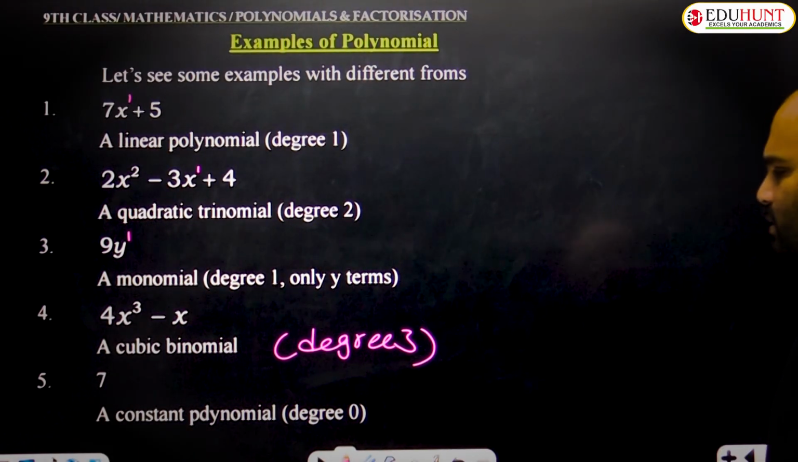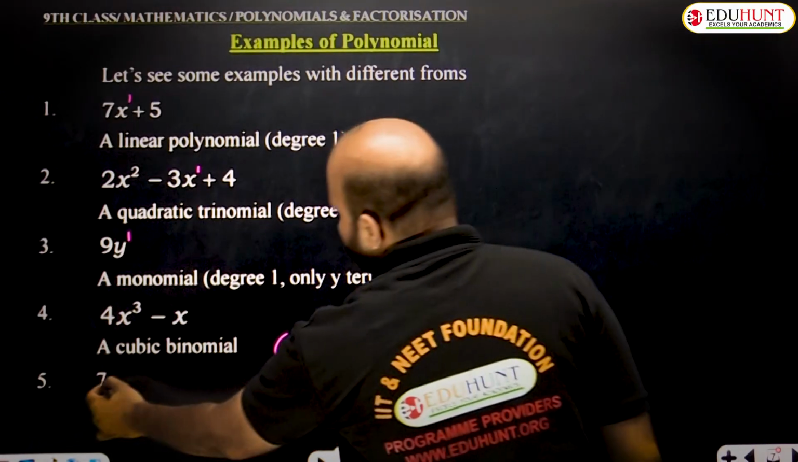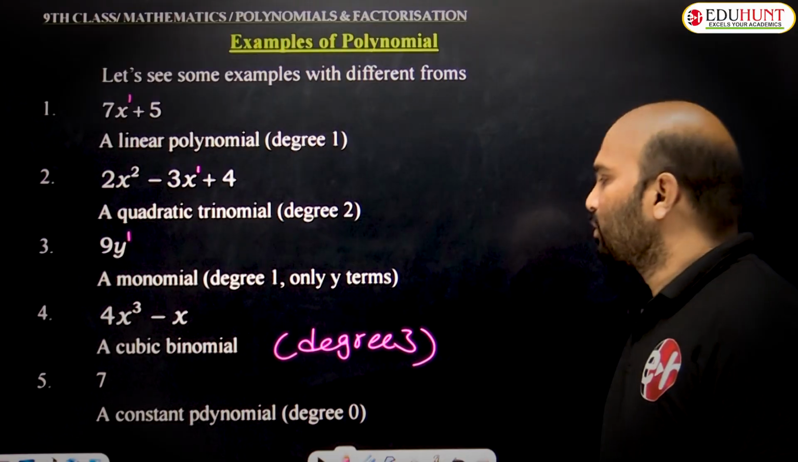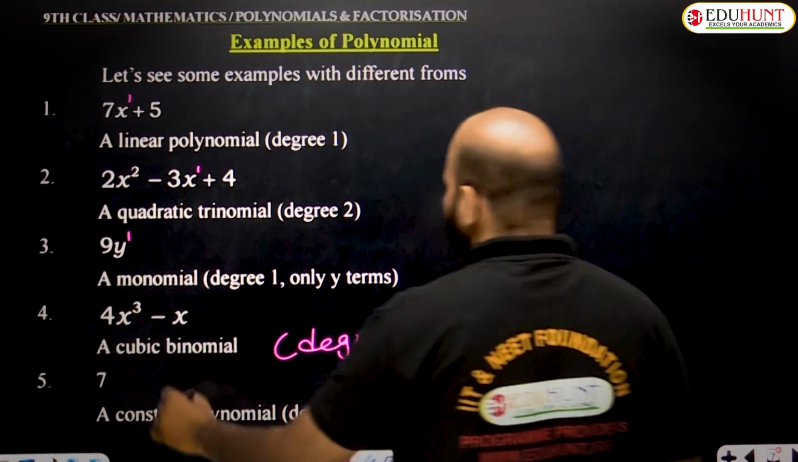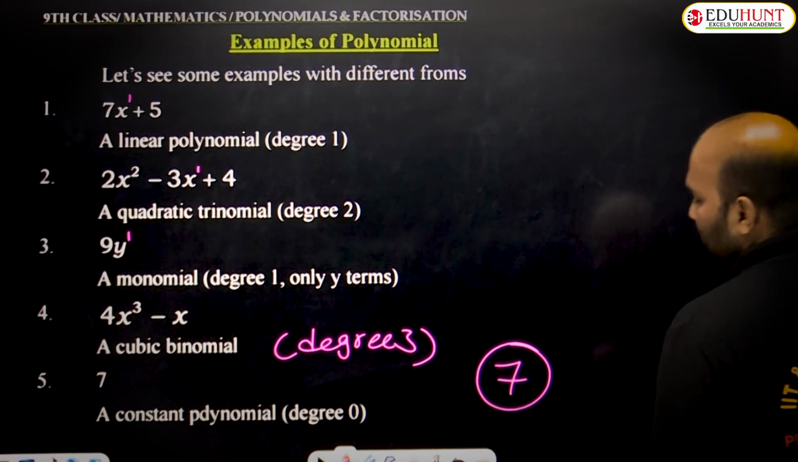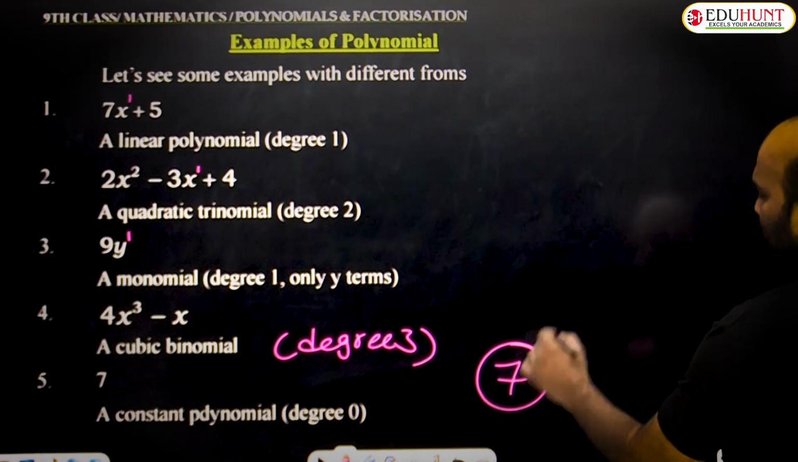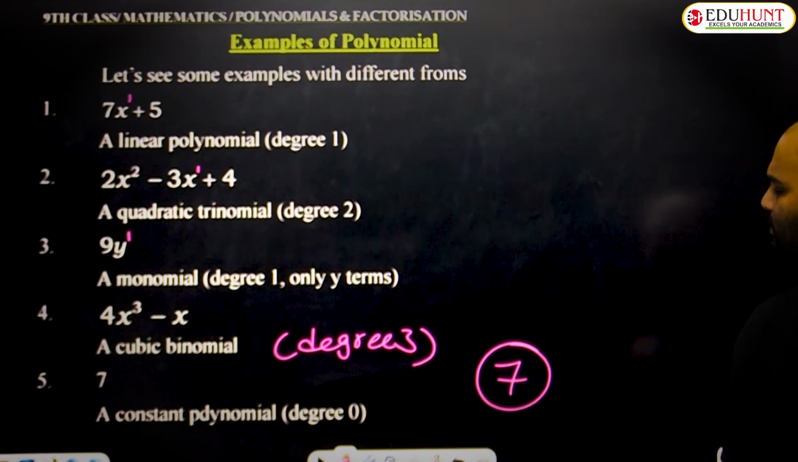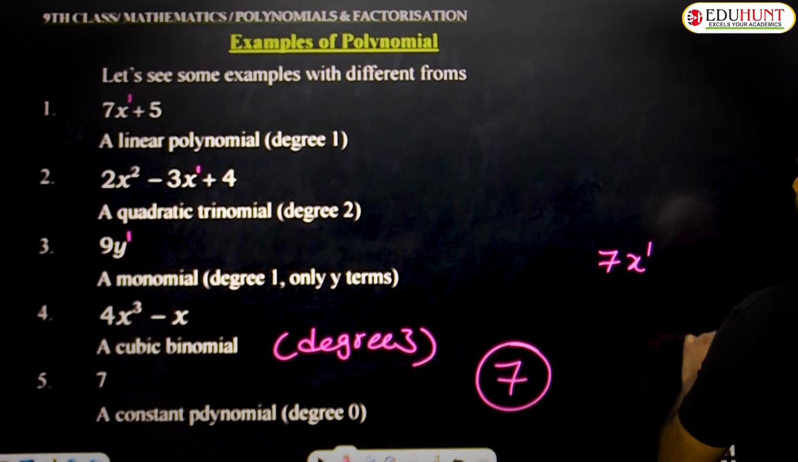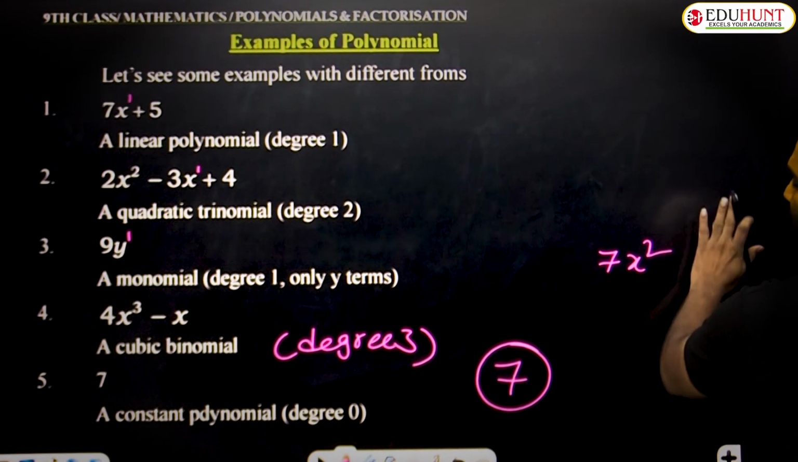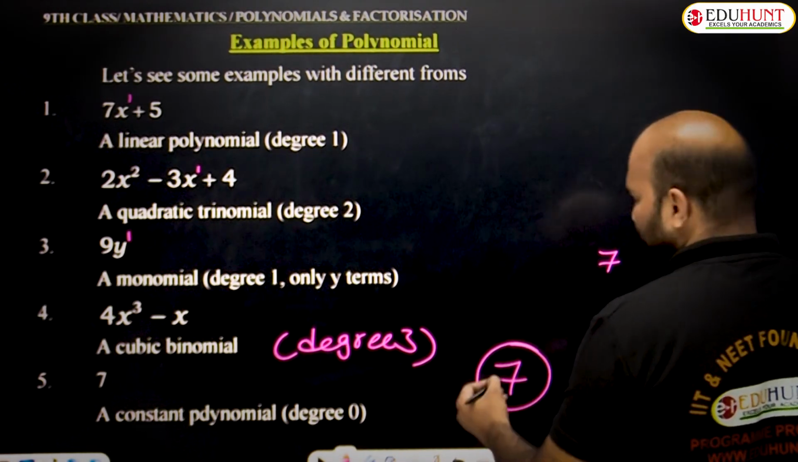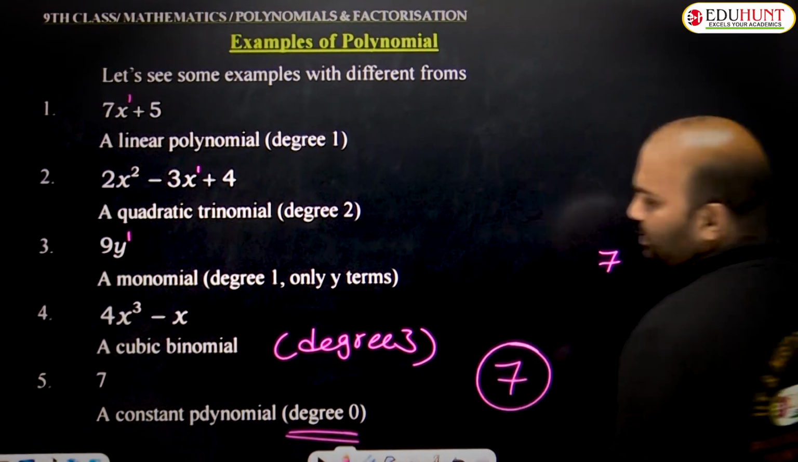7 is an example. A constant polynomial's degree is always 0, because it does not contain any variable components. So clearly we need to understand that 7 is only a constant value. It does not have an exponent value, because if a variable is mentioned, a power value is possible. For example, 7x power 1 has degree 1, 7x square has degree 2, but here only 7 is given. 7 is nothing but a constant. For every constant polynomial, the degree is always 0.